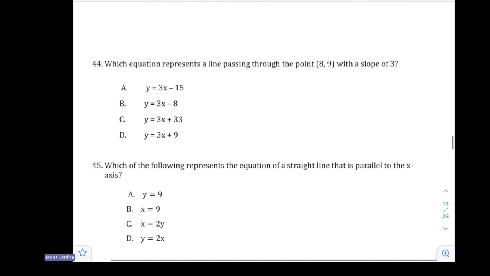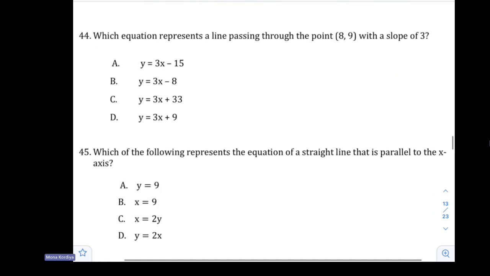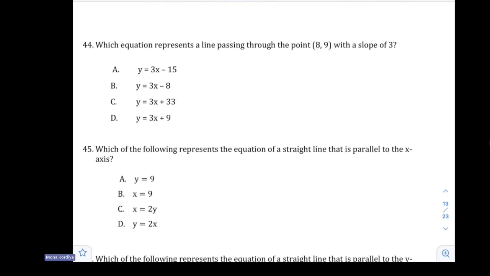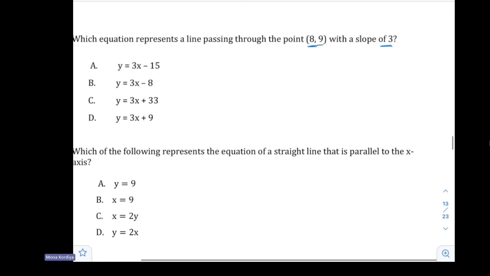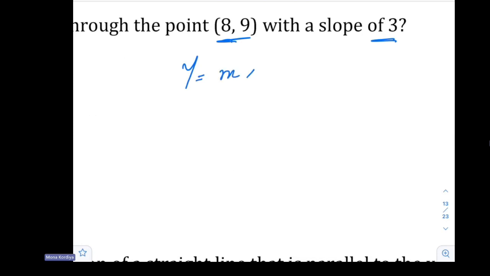Which equations represent the line? It's another topic, not arithmetic sequence. Passing through the point (8, 9) and the slope of 3. You can start by point slope form and turn it to slope intercept form, as all the answers here are in slope intercept form, or simply you can start by y equals mx plus b. Use this as an x and this as a y. Slope is 3, x is 8, to find the value of b.